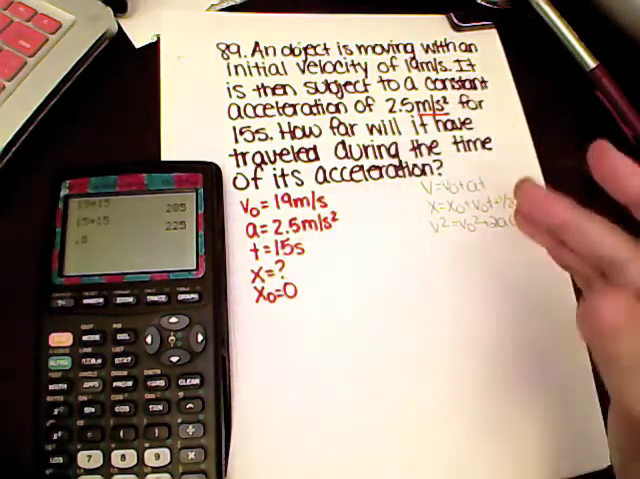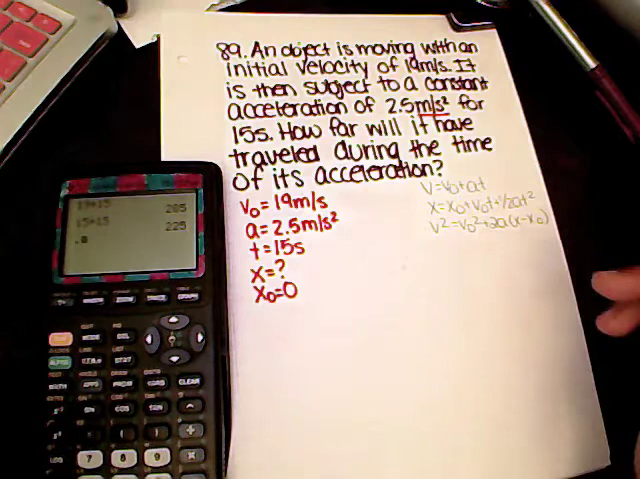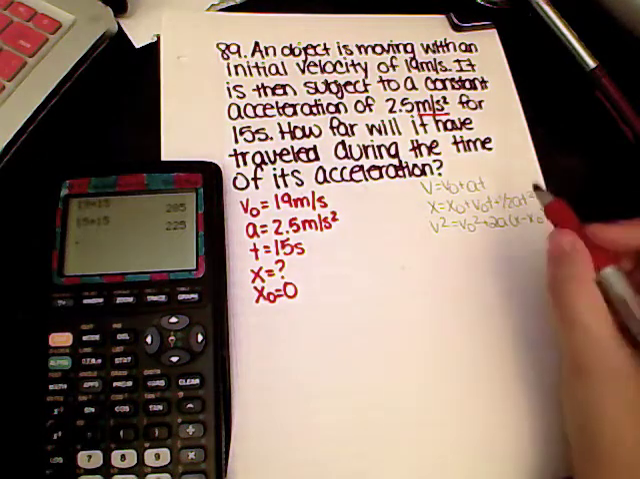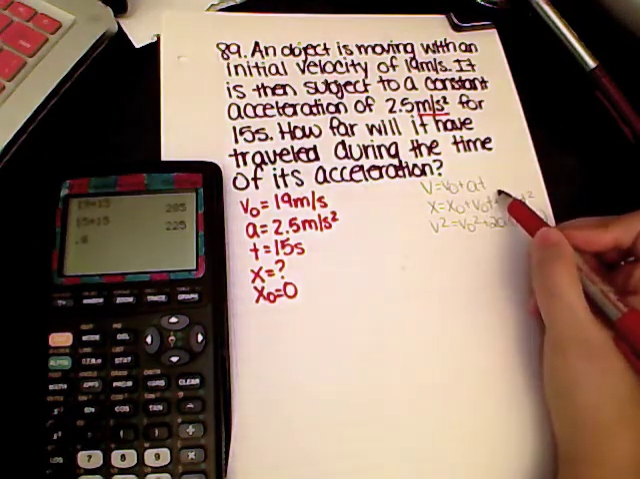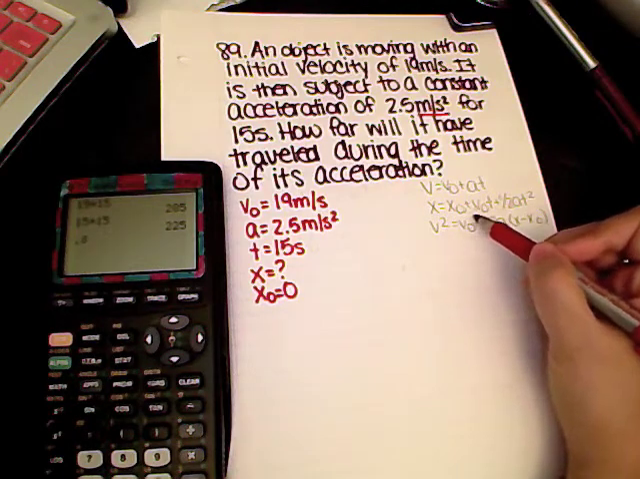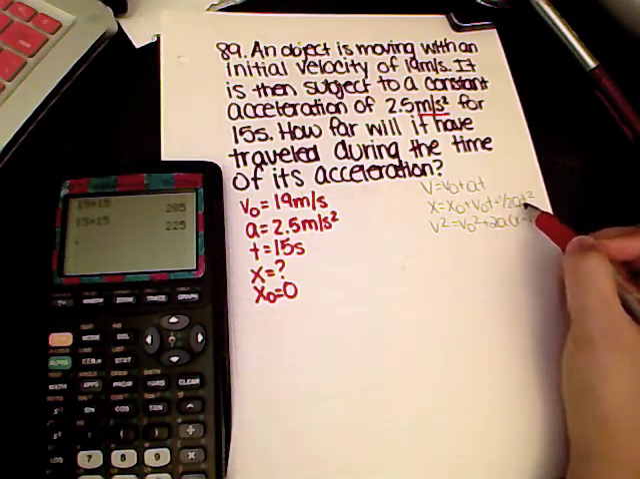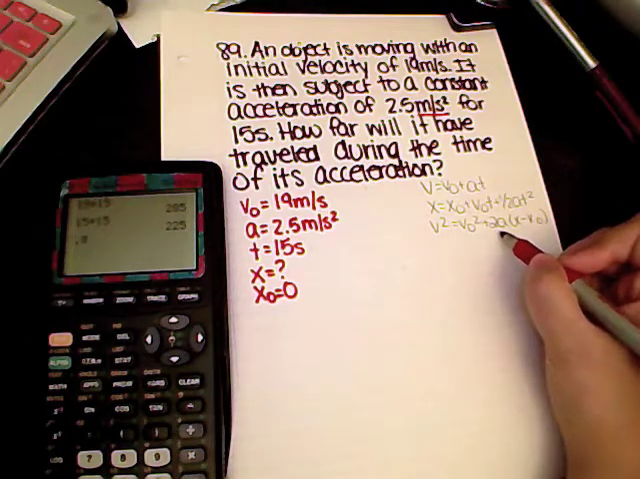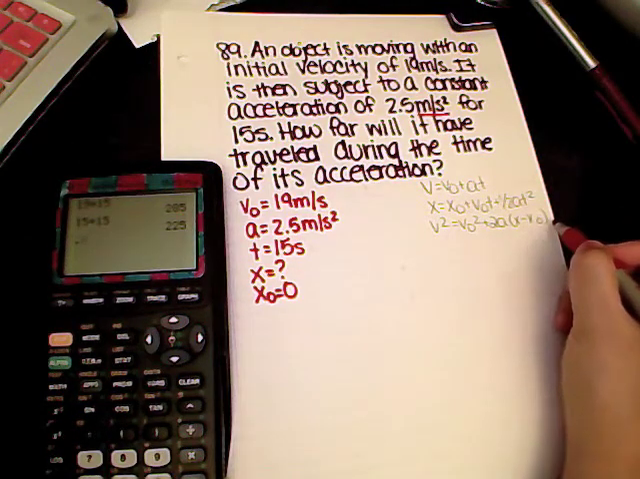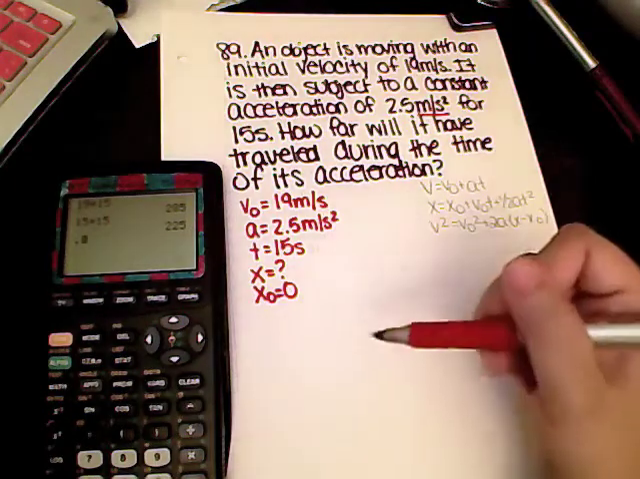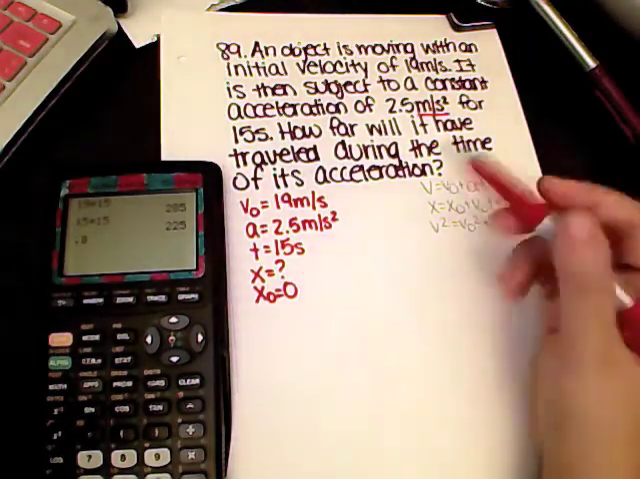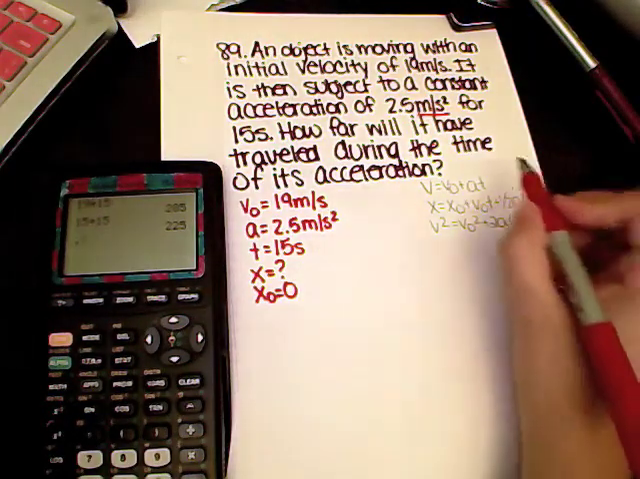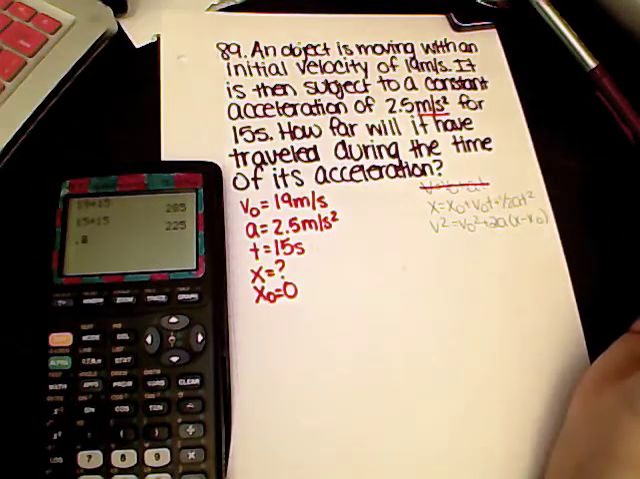So now the next step for these problems is to figure out what equation you want to use. So if you look, we've got v equals v naught plus at, x equals x naught plus v naught t plus 1/2 at squared, and v squared equals v naught squared plus 2a times x minus x naught. The first thing we need to look at is we want to solve for x, and the first equation doesn't even have an x in it, so we can't use that one.